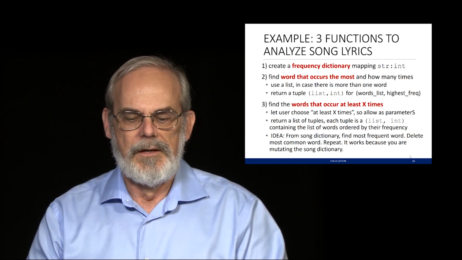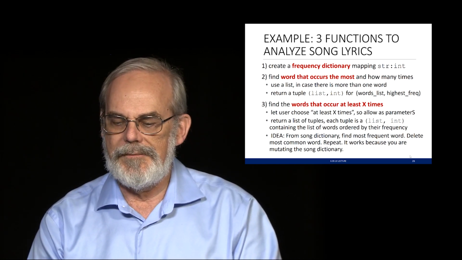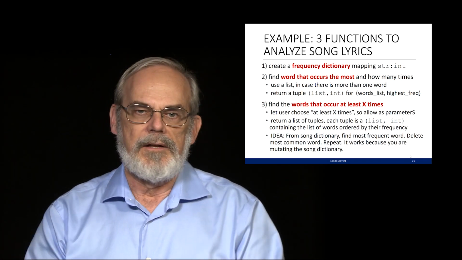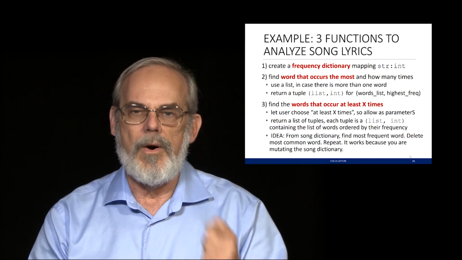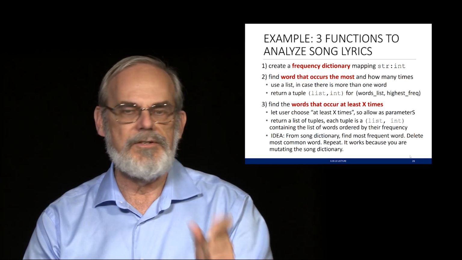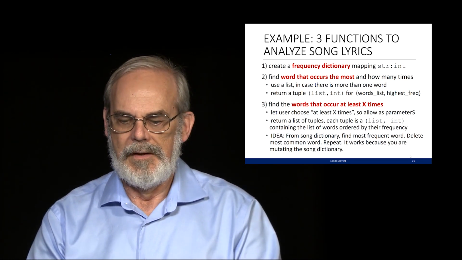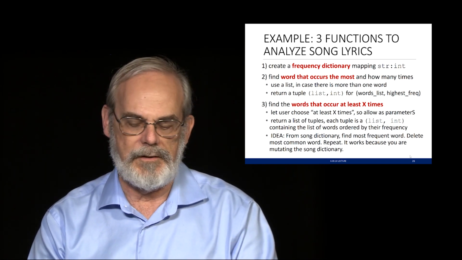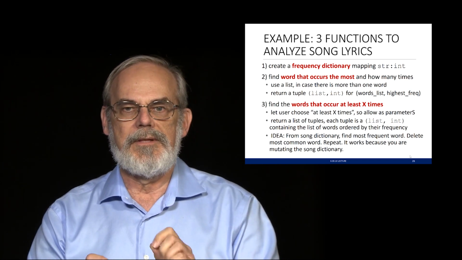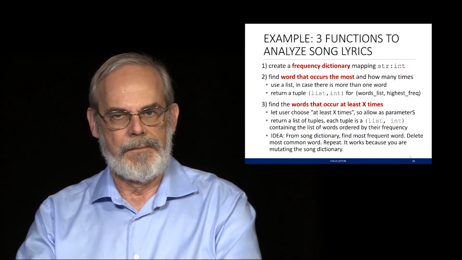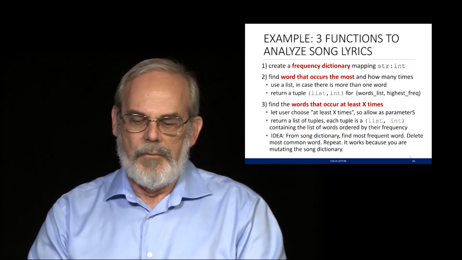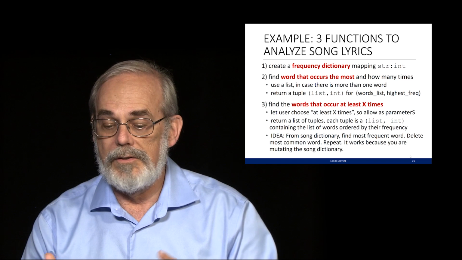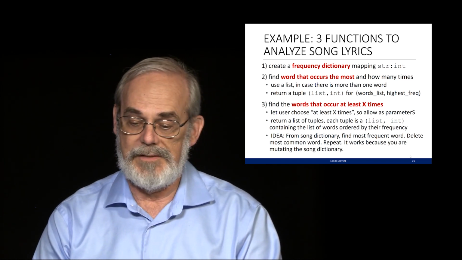So first I'm going to create a frequency dictionary that's going to map strings to integers. The idea is that given a set of lyrics for a song, I'm going to walk down it, and for each word, each string, I'm going to count basically how many times it appears inside of that lyric. So the dictionary is going to be that association of a word and number of appearances. And once I've created that dictionary, then I can do things like find the word that occurs the most often and how many times it does that.